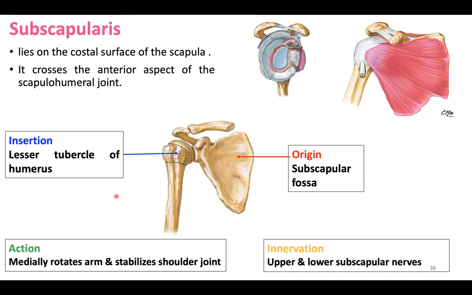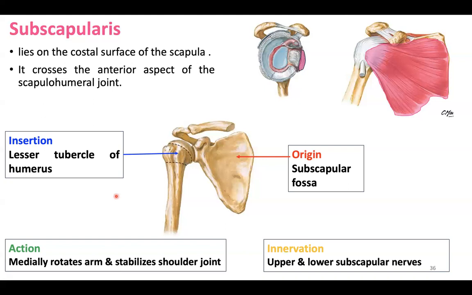So that's all about the scapulohumeral muscles. We have 6 short muscles that run from the scapula to the humerus. We have the deltoid, the teres major, and the remaining 4 muscles form the rotator cuff muscles. They form a cuff around the shoulder joint, and they stabilize the shoulder joint. And these are supraspinatus, infraspinatus, teres minor, and subscapularis.